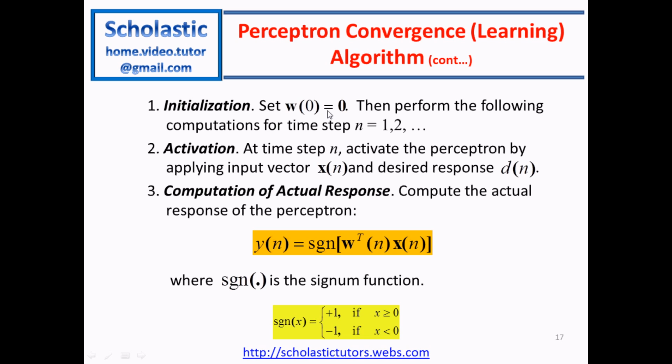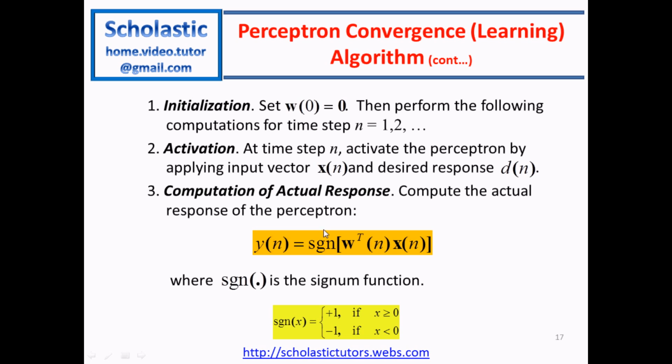If you don't know the correct weights, the first step is to initialize them and then perform the following computation for time step n equal to 1 up to the number of times that you want to iterate. At time step n, activate the perceptron by applying input vector xn and desired response dn. Then compute the actual response of the perceptron using this equation. Basically, this is the weight vector times the input vector, and then it goes through the activation called the signum function.